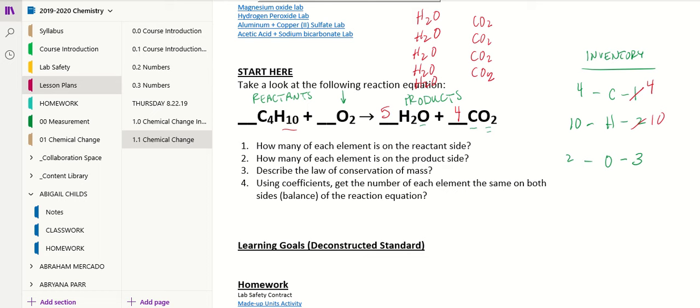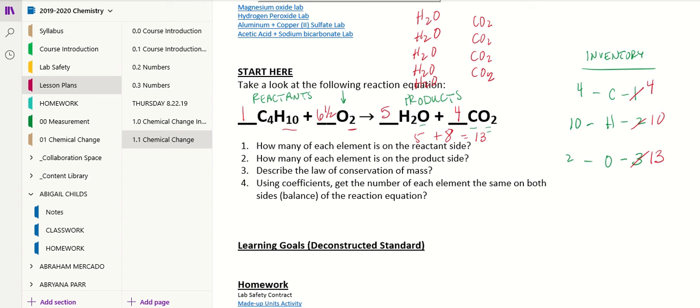Now, count up your oxygens on your product side. 5 times 1 is 1, 2, 3, 4, 5. So 5 oxygens plus 4 times 2, 8, gives you a total of 13 on your product side. Now here's where we get to a point that you're not going to like. What times 2 equals 13? Maybe you guys will like it. 6.5. If I put my assumed 1 in front of C4H10, is this reaction balanced now?